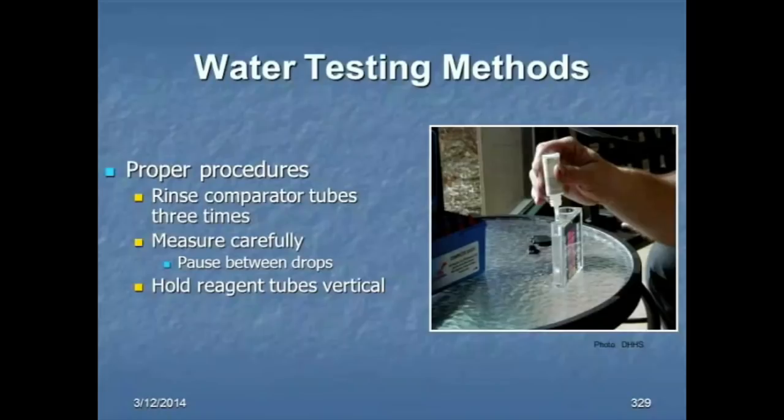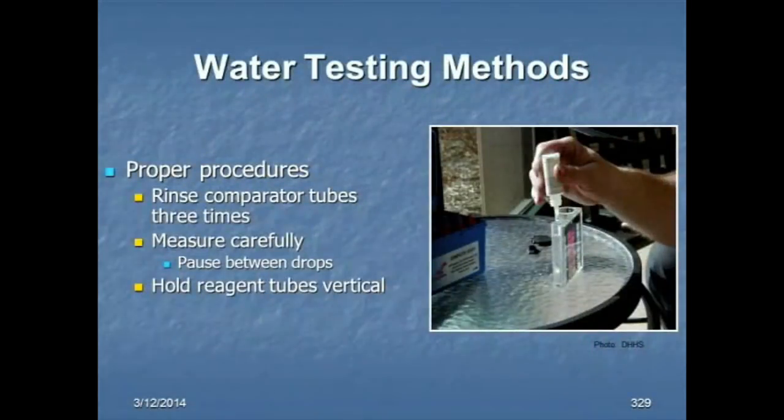And measure carefully, pausing between each drop when you're doing the chlorine test. Don't sit there and go 1, 2, 3, 4, 5 drops to get like 1 part per million. Pause a little bit between each drop, even count "1 1,000, 1 1,000" between each drop, swirling continuously. Hold those reagent tubes straight up and down. The size of the drop can have a huge impact on the results of your test.